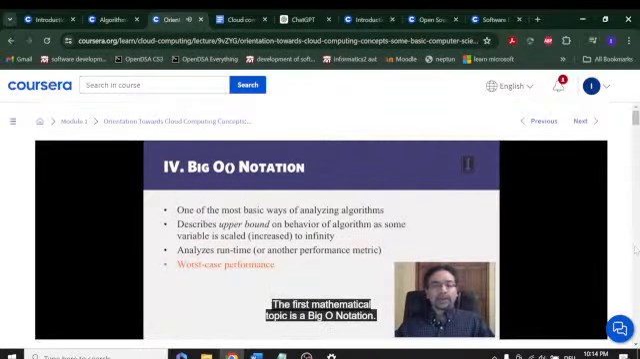So next we move on to a few mathematical topics. The first mathematical topic is big O notation. Big O notation is one of the most basic ways of analyzing algorithms. When I give you an algorithm and I say analyze the algorithm mathematically, essentially I expect you to come up with at least a big O notation and an analysis of that algorithm.